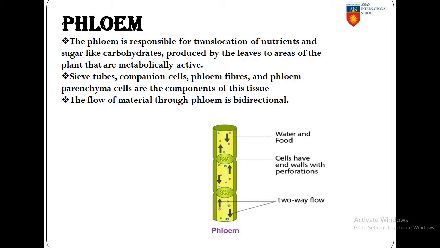Now, what are the components of the phloem tissue? Sieve tubes, companion cells, phloem fibers, and phloem parenchyma. These are the components of this tissue. In the case of phloem, the flow of material is bidirectional. There is a two-way flow. Water and food flow downward, and also flow in the upward direction. So it is bidirectional.